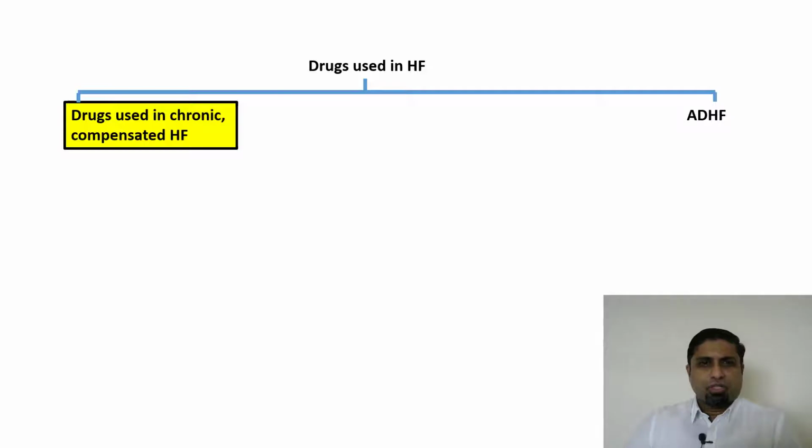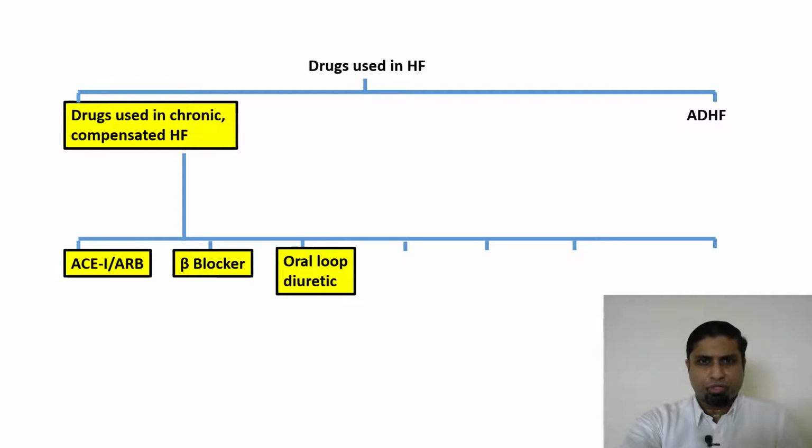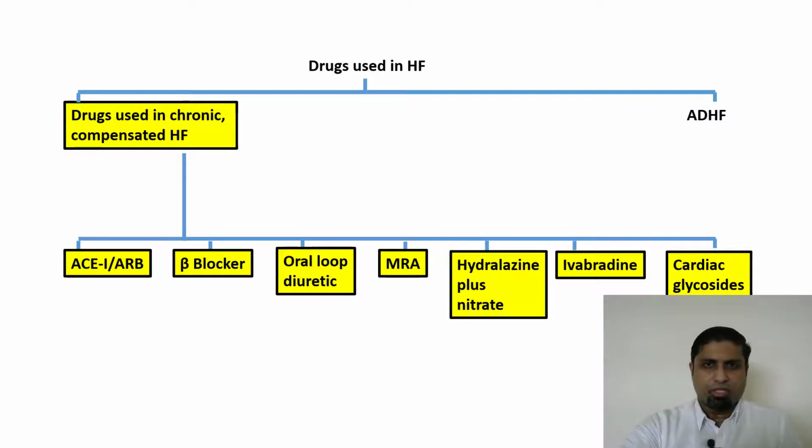Right, so the drugs used in chronic compensated heart failure include the ACE inhibitors, or if they are contraindicated, the angiotensin receptor blockers. They also include the beta blockers, the orally administered loop diuretics, mineralocorticoid receptor antagonists, fixed dose combinations of hydralazine and nitrates, ivabradine and cardiac glycosides.